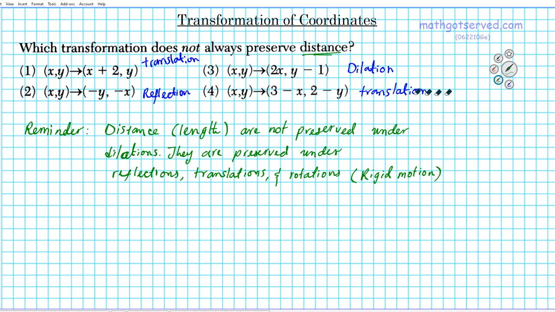Okay, so if you take a look at these 4 examples right here, which one does not always preserve distance? If you look at option 1, that's a translation, that's a rigid motion transformation. Distance is always preserved, check. Number 2 is a reflection. That's a rigid motion transformation, distance is always preserved. Number 3, dilation, distance is not always preserved. So distance or length is not always preserved here. So this is the answer. This is not a rigid motion transformation. For the last one, translation, distance is preserved in this one. So we can clearly see that the answer is option number 3.